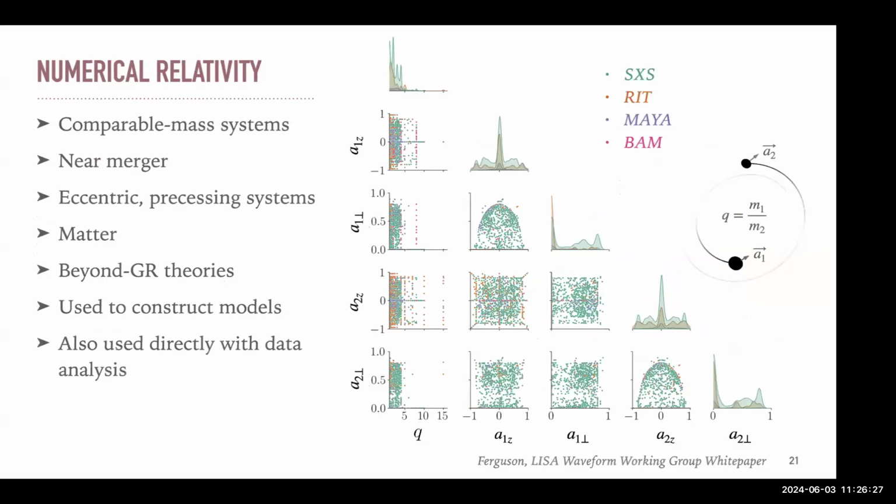Okay, so I've talked a lot about all the different ways that we can simulate or produce waveforms, but we're all here for numerical relativity, so where is it still needed? Where is numerical relativity important?